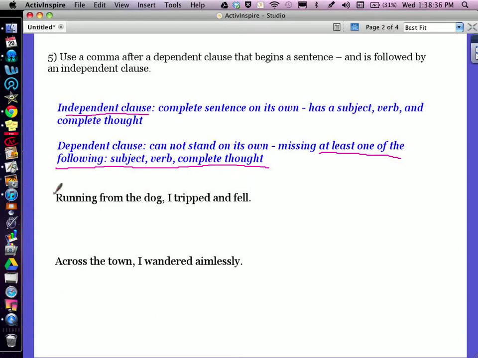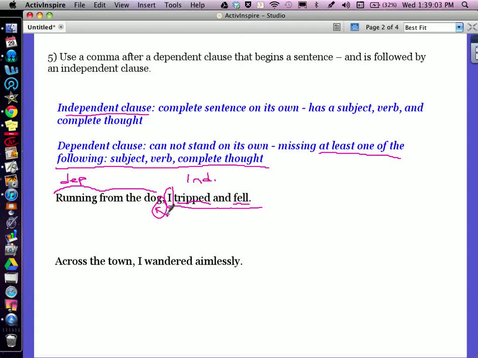So here we have our dependent clause, running from the dog, because it is missing a subject. Who is running from the dog? So this is our dependent clause. And here we have our independent clause, I tripped and fell. The subject, the verb, and the complete thought. So this is our independent clause. So because we have dependent followed by independent, you have to have this lovely comma in between them.